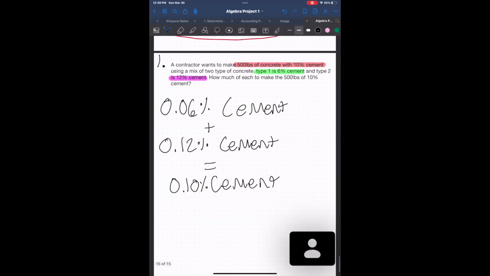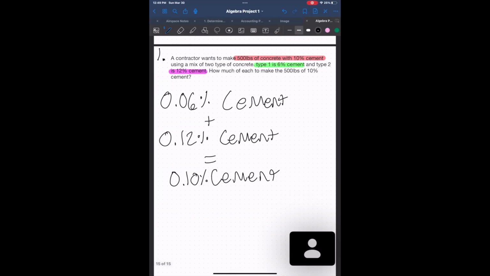Okay, so we have another one that's going to be a mixture problem. We've got a contractor who wants to make 500 pounds of concrete with 10% cement. Concrete and cement are different. We don't need to go into that, but they are in fact different, so they're going to be used differently. He has two different types. Type 1 is 6%, type 2 is 12%. And he wants to know how much of each to make 500 pounds of 10%.